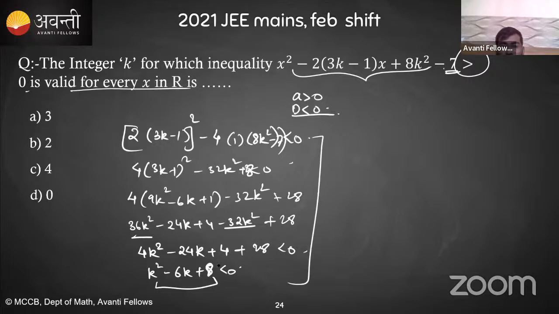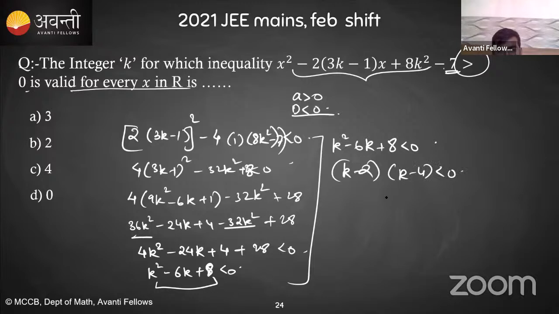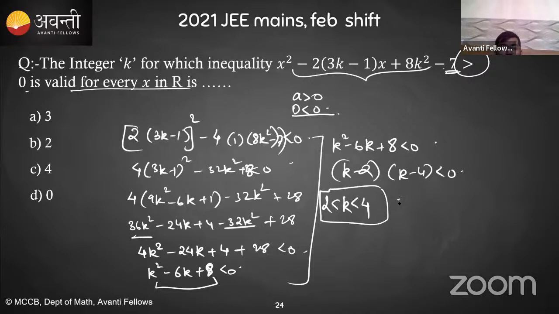So here after this step, k square minus 6k plus 8 less than 0, what I'll do is k minus 2 into k minus 4 should be less than 0. So k will lie between 2 and 4, right? So the integer k between 2 and 4 is only 3, right? Hence the answer is 3.